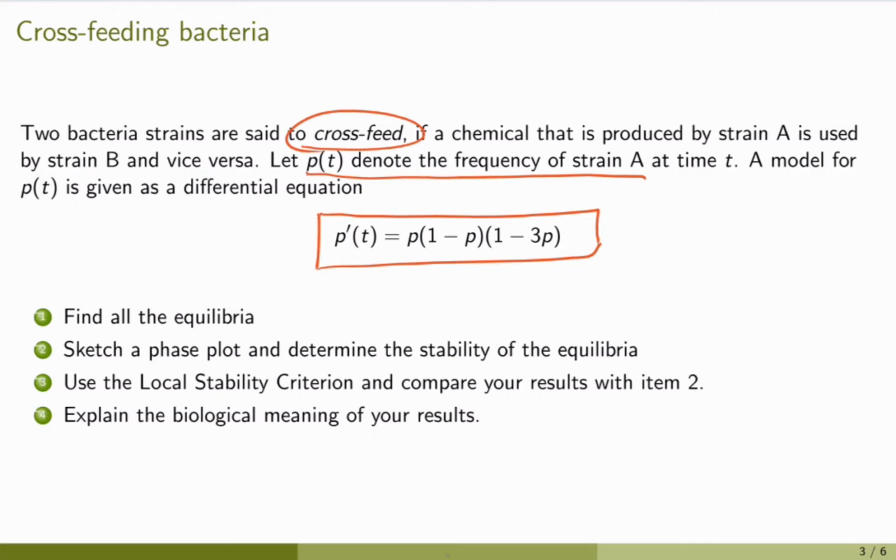So now I would like to do the whole shebang. So find all the equilibria, sketch the phase plot, and determine the stability of the equilibria. Then use the local stability criterion, compare the results of 2 and 3, and then explain the biological meaning of all these results. All right, let's try this.